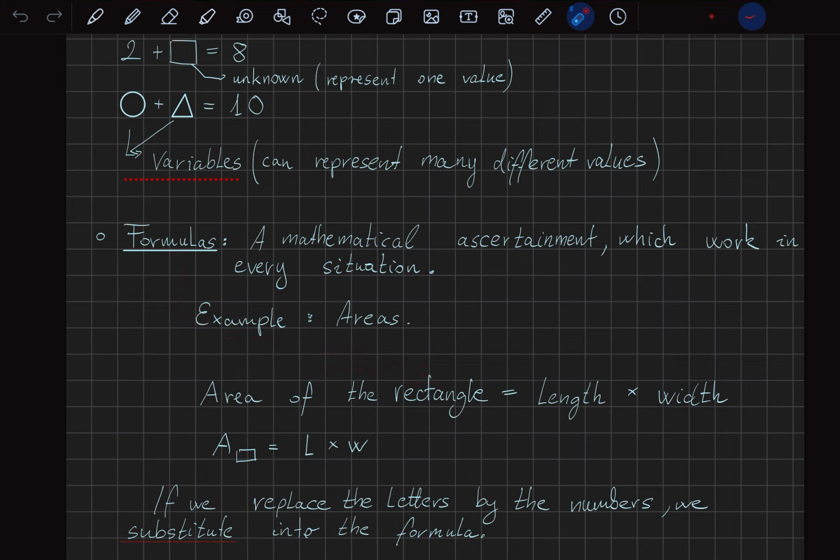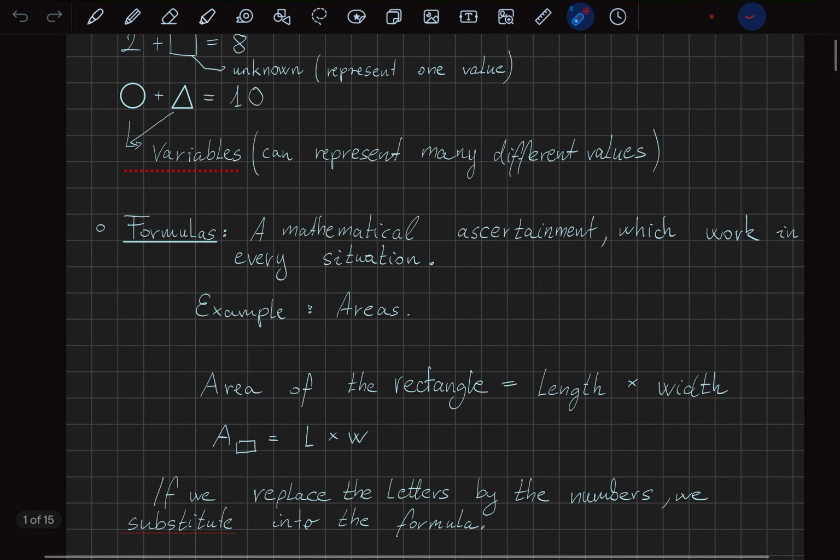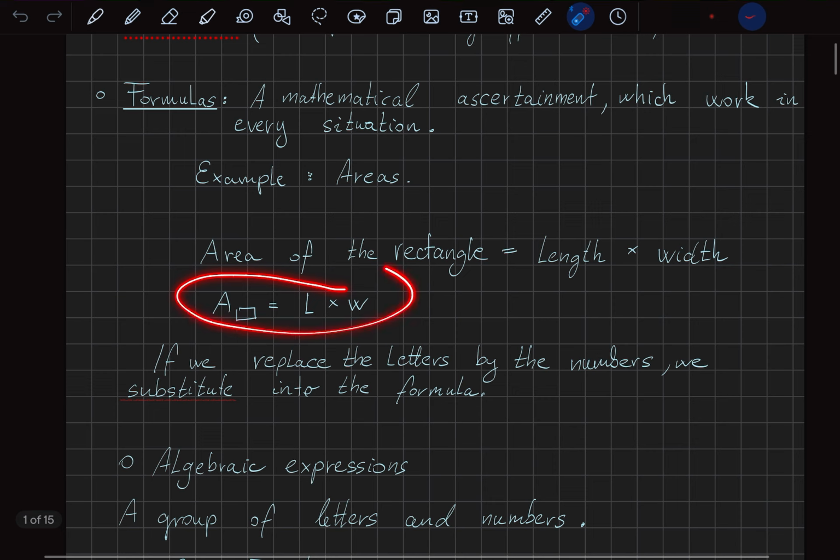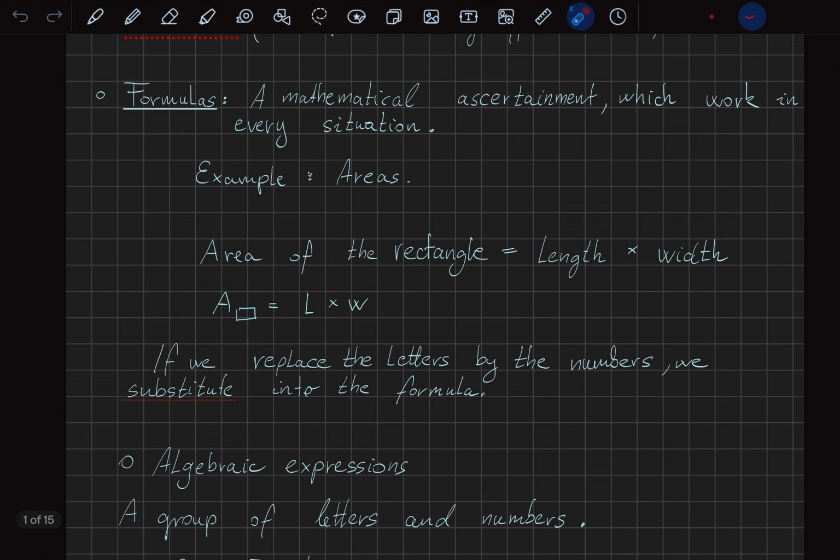The same in physics. If we calculate the speed of something, it will work with every distance and with every time. And of course we have a closed form. We will not write every time area of the rectangle equals length times width. You know this. If we replace the letters by numbers, we substitute into the formula. It's also very important.